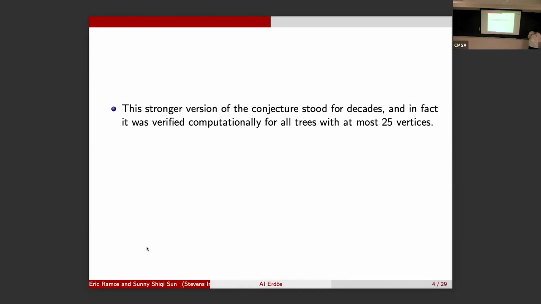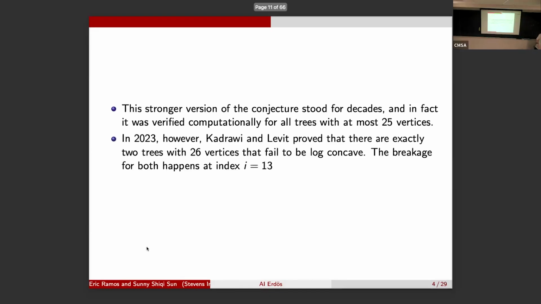Okay. And then it stood that way for a long time. And in 2023, Kadrawi and Levit proved that there are exactly 2 trees on 26 vertices that fail to be log concave. And for both of these trees, the breakage happens at the index i equals 13. So why did they stop at 25?